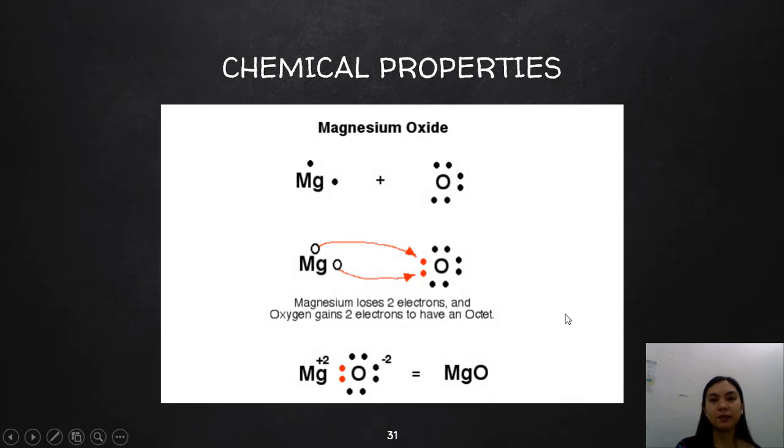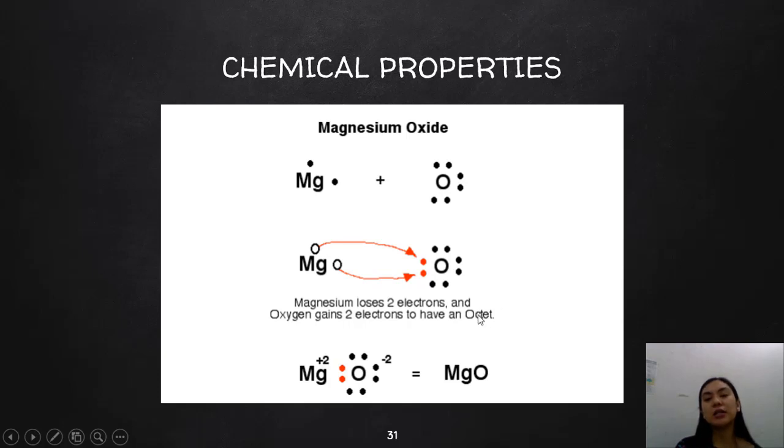So, ganito yung mechanism niya. Of course, yung metal na magnesium, it has that 2 valence electron, and pag magko-combine sila, that 2 valence electron will be lost. Diba? I-donate niya po yan sa oxygen. Ayan. Such that magnesium loses 2 electrons and oxygen gains 2 electrons to have an octet.